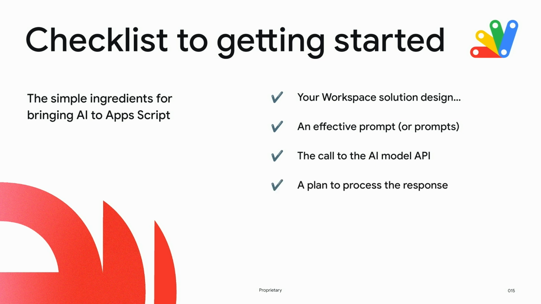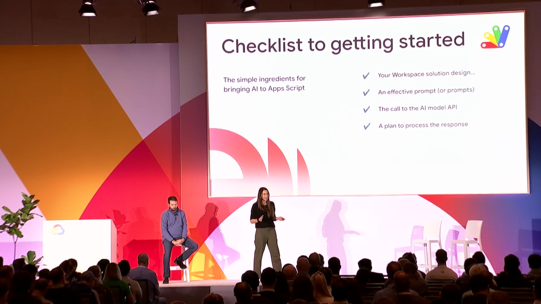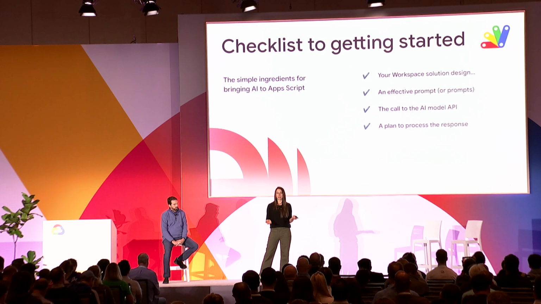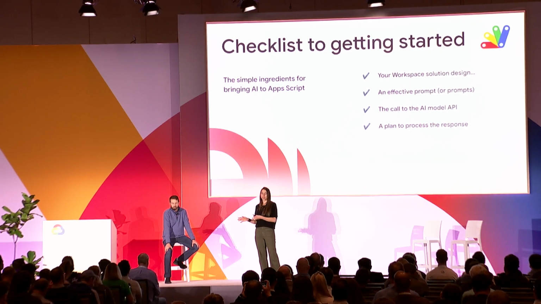Okay, so the next one, a little less obvious. You want to make sure you're planning how you're going to handle the response from Gemini. Maybe you want to do some post-processing once you get the response to make the right outcome for your user. How are you going to handle errors? How are you going to handle some unpredictability? Maybe you get a hallucination. You want to think about how you'll handle that so the user isn't faced with it and they have a smooth experience.